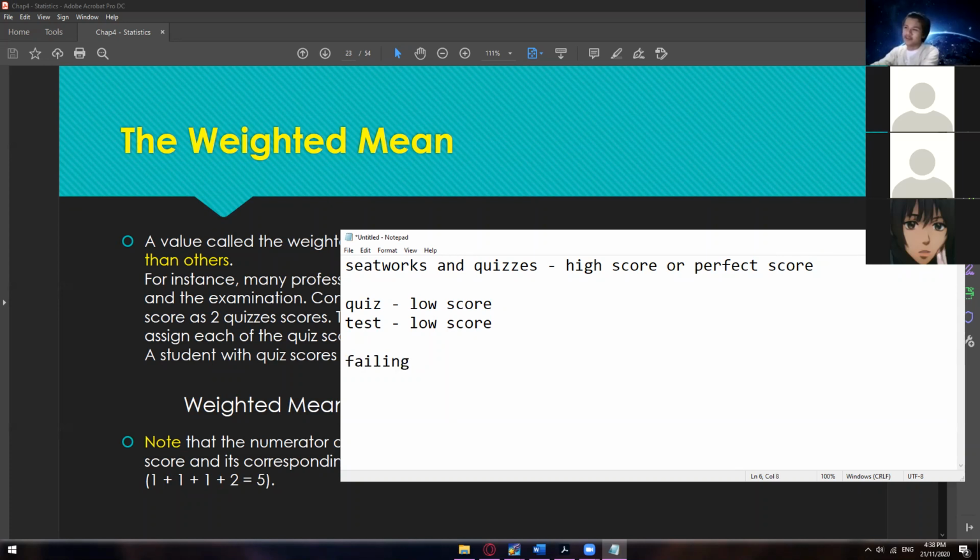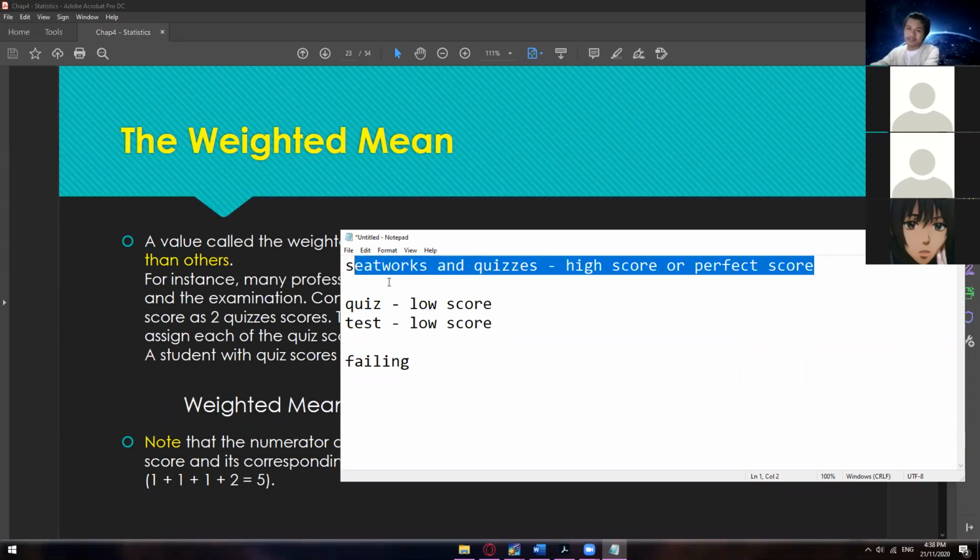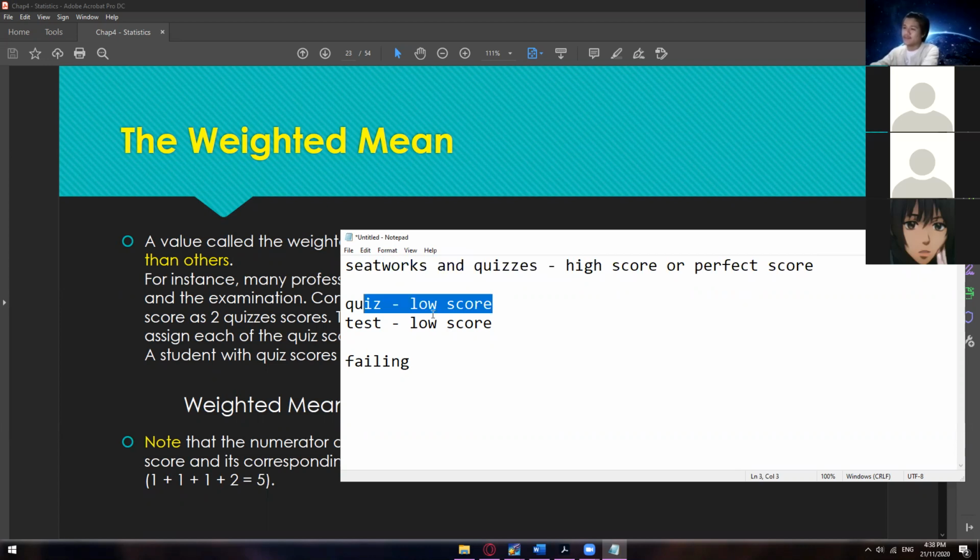Why? Because the weight of a test or an exam is always 50%, then 25% for the quiz, and then 25% for the seat works. So let's say you've only got 25%, but always having a failing score in tests and quizzes. No doubt that you're going to fail.